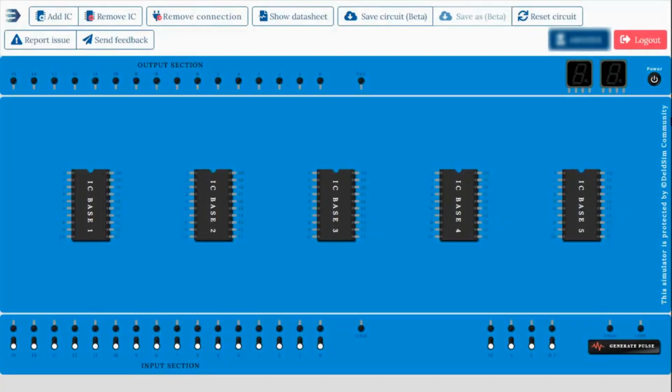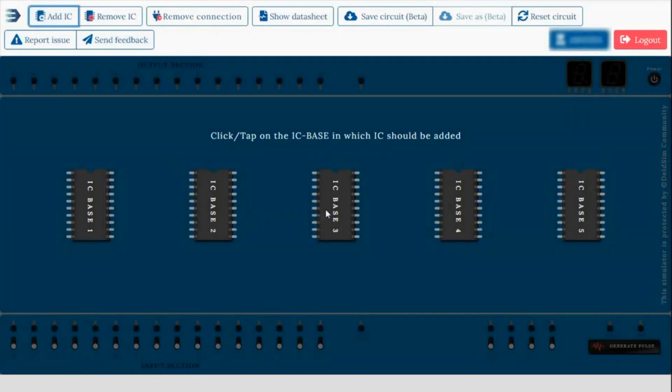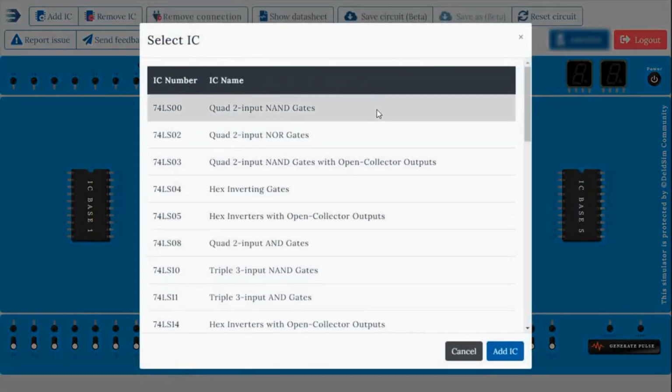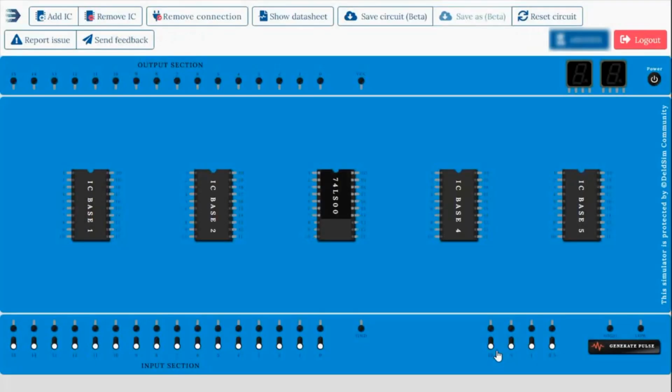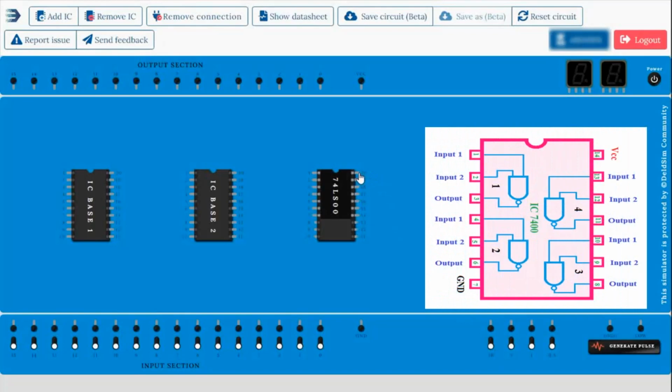Now we will make the circuit on Dell Sim simulator. So first of all you have to log in. Then you have to take IC 7400 by the add IC option. Detailed process of using this simulator is discussed in the previous video. Link of the video is in the I button. Now you have to connect pin number 20 to VCC and pin number 7 to ground.